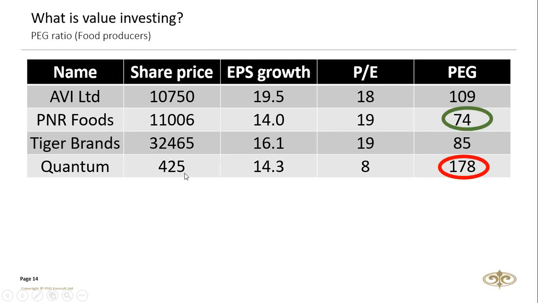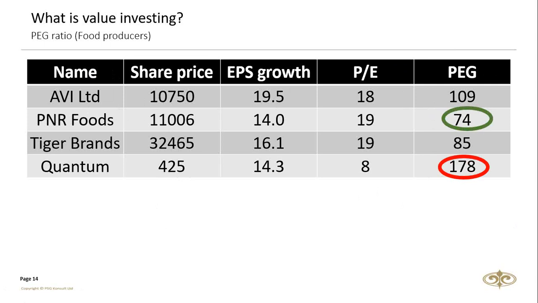Goes back to what I said just now. A lot of people will go and buy a share on price. So this has got the lowest price, but it's the most expensive or overvalued. Whereas Pioneer Foods is the cheapest, yet it's got a high price. So this just shows you the disparity.